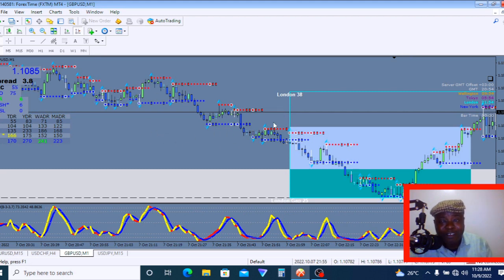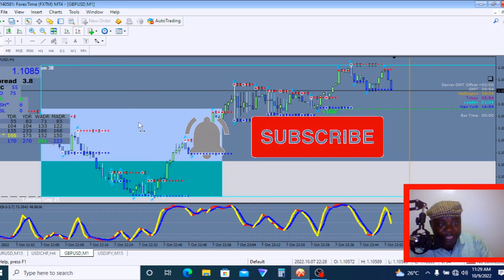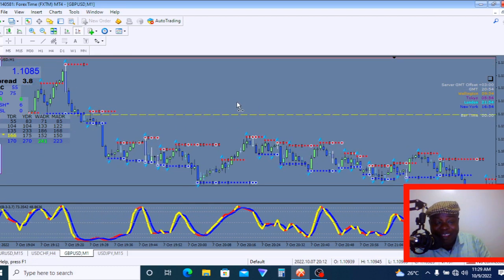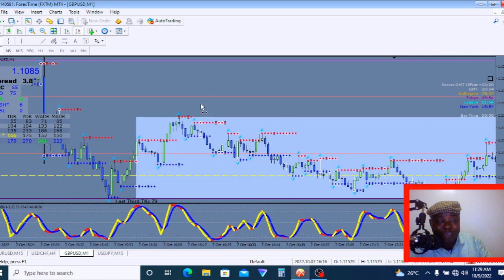Now let me compress the chart so that you can know that it's a complete downtrend. So I've compressed it. Look at the move from here. Immediately we have that engulfing pattern. Are you seeing this? This is where we have the engulfing pattern.